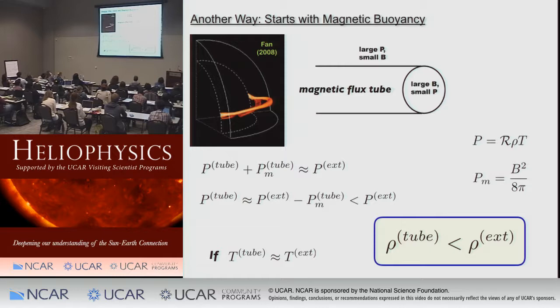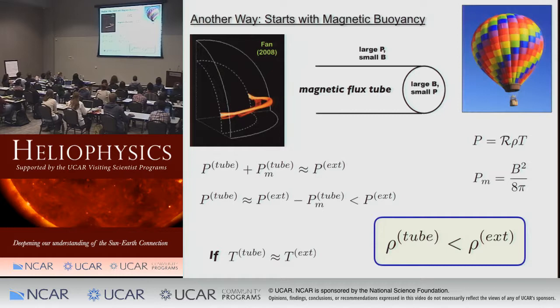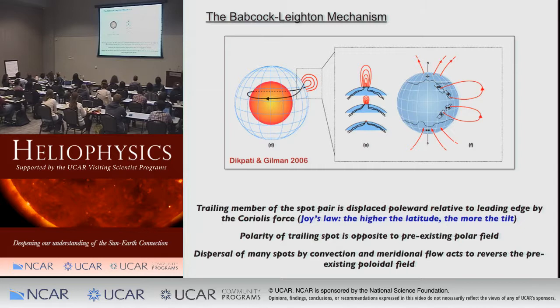You might say there might be a lot of thermal conduction that equalizes the temperature, so the temperature in the tube might not be very different from the external temperature. If the temperature isn't different, pressure is equal to the gas constant times density times temperature. So the only way you can get a small gas pressure inside the tube is if the density is smaller. But if the density in the tube is smaller than the external density, then you will rise like a hot air balloon. That's called magnetic buoyancy. If you have a strong magnetic flux tube, these things tend to be buoyant. They'll rise to the surface. So how does that get back to the EMF? Well, we'll get back to that. But that's the first step: you destabilize the magnetic field and make it rise.